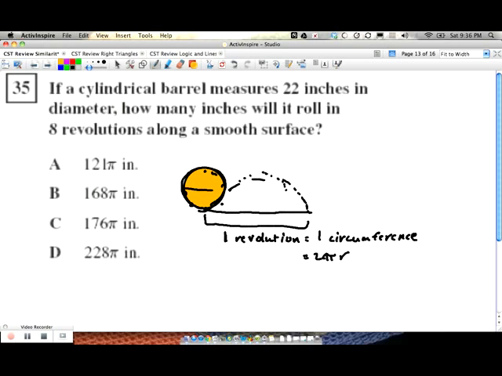Well, they say that the barrel is 22 inches in diameter, so that means it's 11 in the radius. So r equals 11. So one revolution would be 2 times pi times 11, which is 22 pi. But that's not what they're asking us. They're asking us 8 revolutions. So 8 times 22 seems to be the calculation we're looking for. 8 times 2 is 16. And before, you know what's crazy? I already know the answer is C.